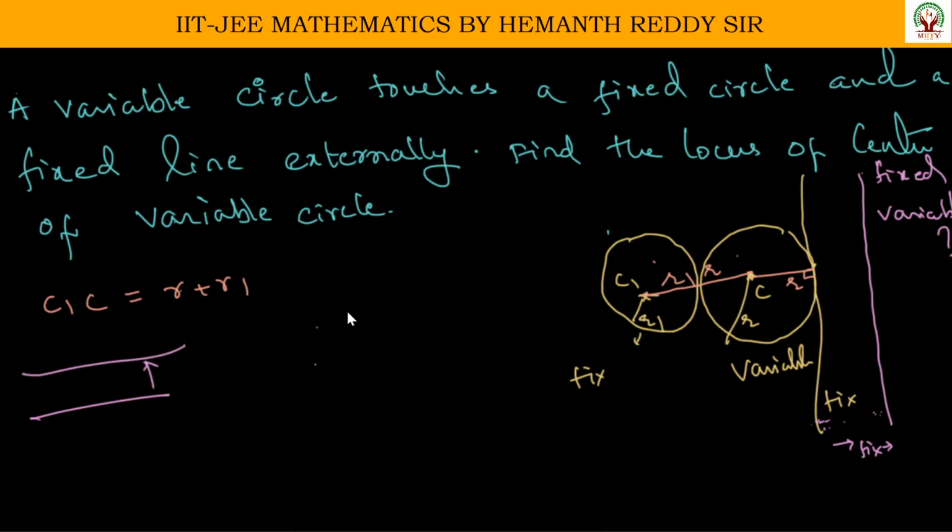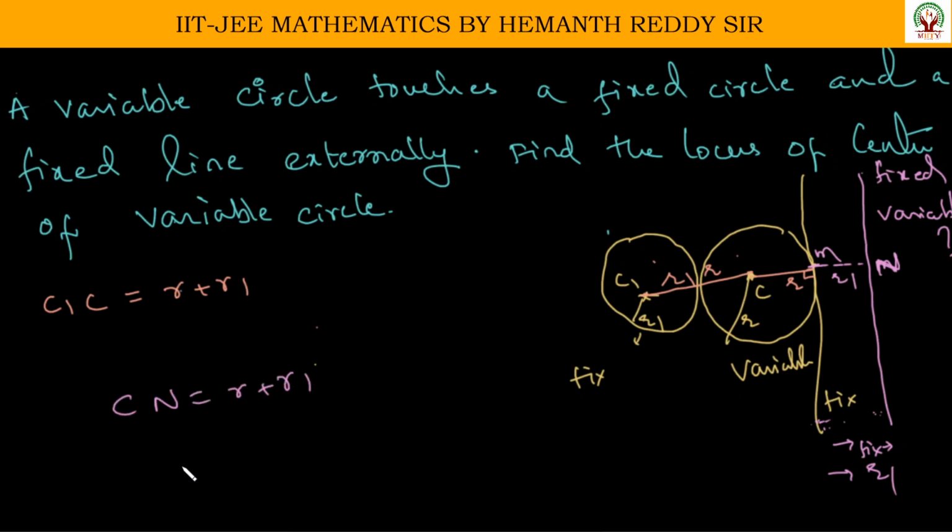That will be a fixed line. Very good. And I'll assume that this fixed distance R1 is a fixed value, so I'll assume some R1. Now you observe. This is R1. Let's say this is M, this is N. So you are getting C1C is R plus R1, and similarly CN is also R plus R1. C1C is equal to CN. Taking the ratio of the distances, you are getting C1C by CN is equal to 1. It means that you are getting eccentricity equal to 1.